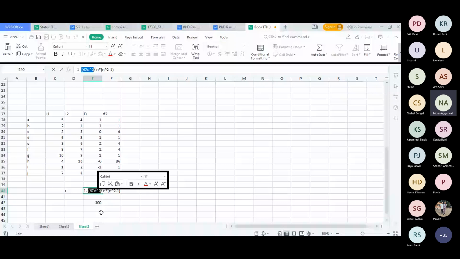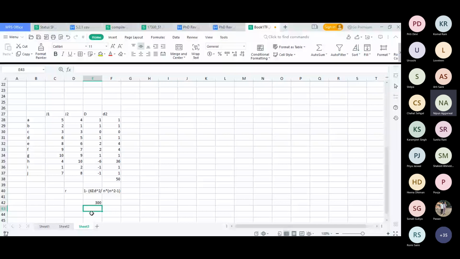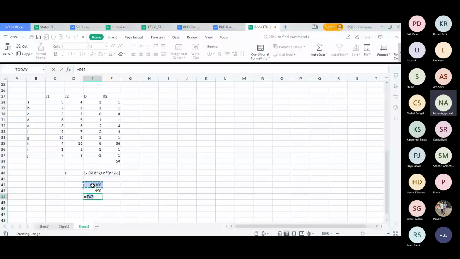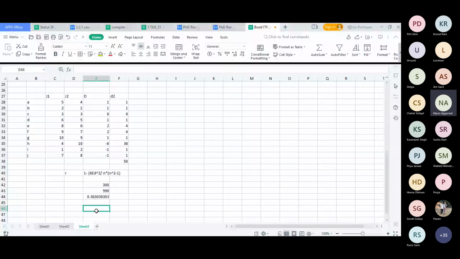Then comes n into n square minus 1. Here n is the number of contestants, which is 10. So n is 10, multiplied by 10 square, that is 100 minus 1, which is 99. That becomes n into n square minus 1, which is 990. Now we have to do numerator divided by denominator. So that will be 300 divided by 990. And whatever the answer is, it should be 1 minus that answer.